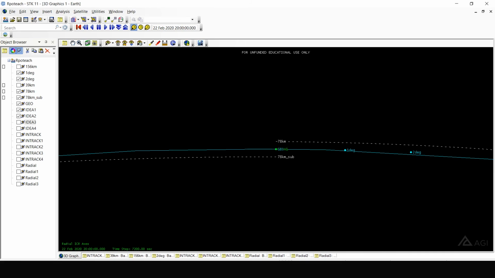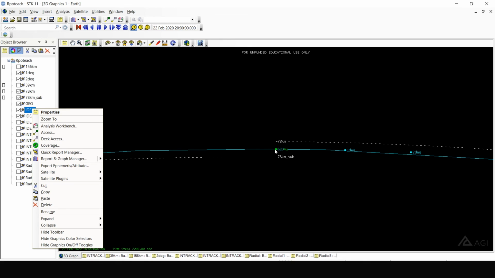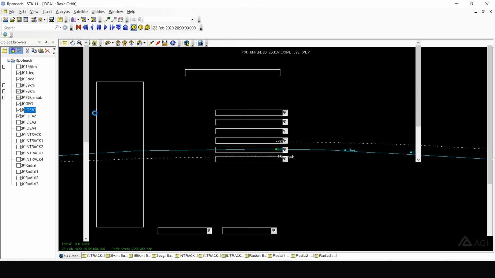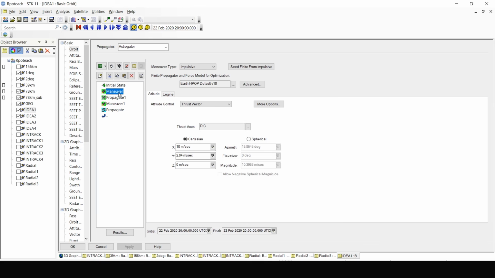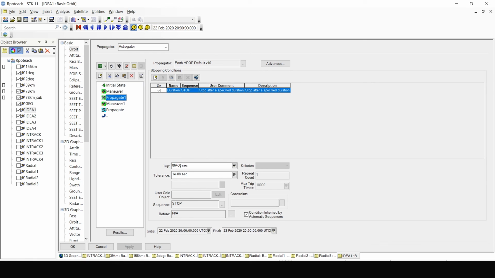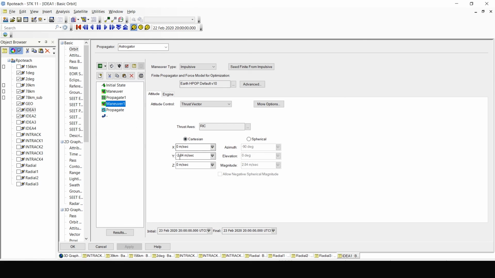All right, one last thing that I kind of want to show you guys is, I guess you could call it a challenge. So I've got two ACE's good ideas. And let's look at what they're doing. They're starting here at this point of geo. And let's look at the orbit. So let's look at idea number 1. It's got a maneuver that is 10 radial and 2.84 Intrack. It propagates for 24 hours, and then it does a negative 2.84 Intrack.